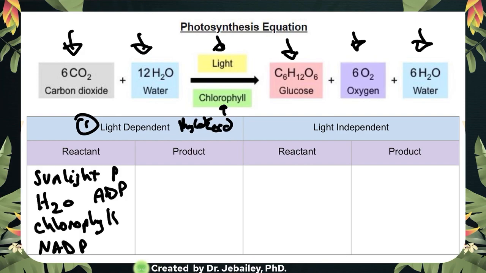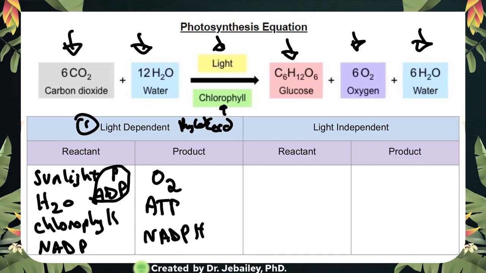Then you have the products here. What comes out of the light dependent is oxygen. And then you have ATP. Why? Because ATP was this combination of phosphate with ADP. You also have NADPH. And that's it. These are the products that come out of the light dependent. Now, where does the oxygen go? It goes out of the plant cell.